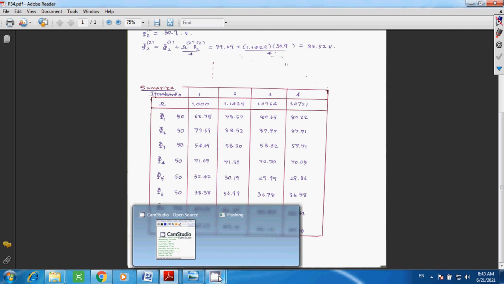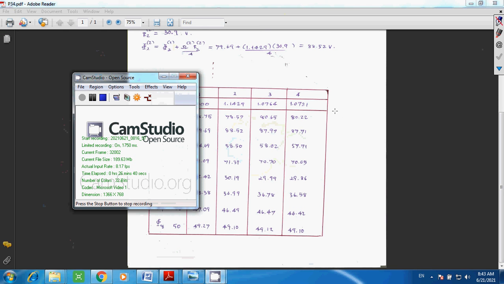So this is for the problem from chapter 1, and we still have more problems from chapter 1, which I will continue in the next series. Okay, bye.